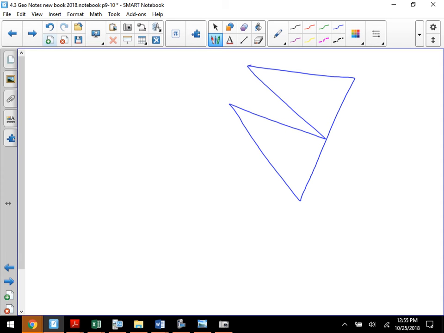Now, I know we talked about ones that look like this via parallel. This one isn't necessarily parallel.